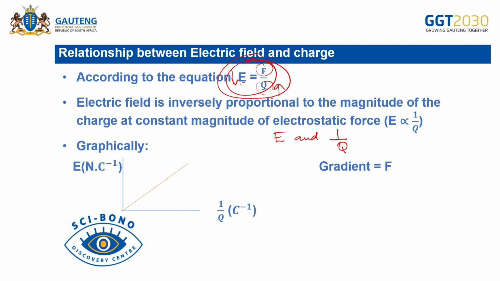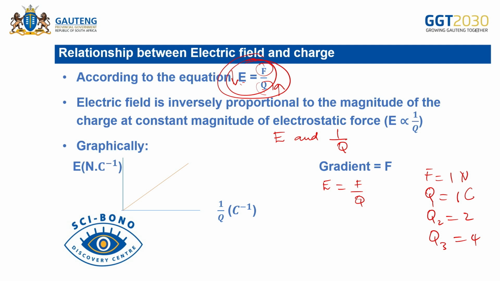But now, maybe let me try to do that with only two values. You have E equals F over Q. The only thing that you want to change here is your Q. Your F remains the same. So let's say you decide that your F will be just 1 Newton. But what you are changing is Q. Your initial Q, let's say, is 1. Your Q2, let's say, is 2. Your Q3, maybe let's say it's 4. So what are you increasing here?